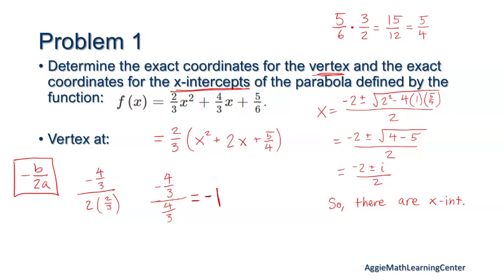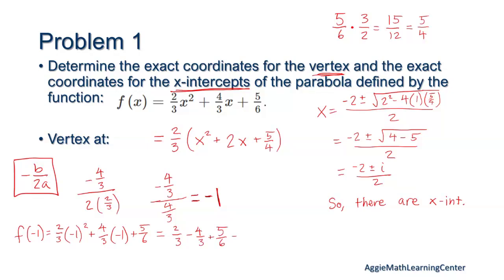Okay, so our vertex equation, -b over 2a, gives -1. And now that we have that -1, that's our x value for the vertex, and you just want to plug that into the original. So we're going to take our f of -1, and we're going to plug -1 in for all of our x's. Squared, -1 plus 5/6. And if we simplify that, we'd get 2/3 minus 4/3 plus 5/6.